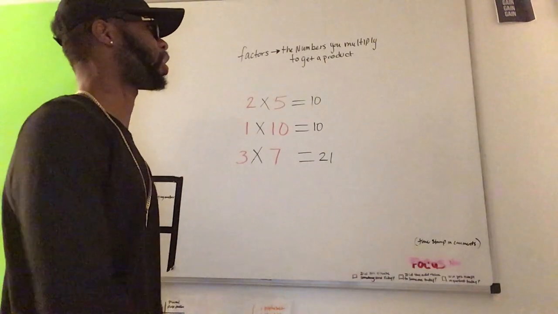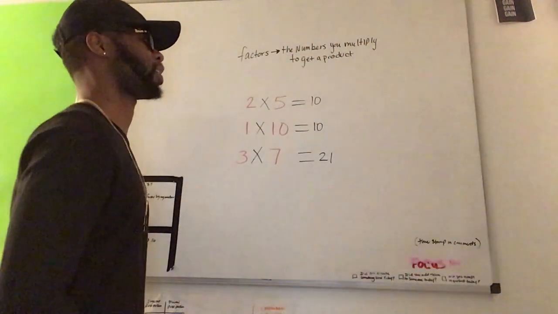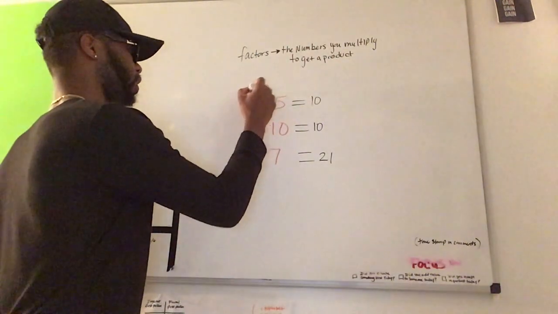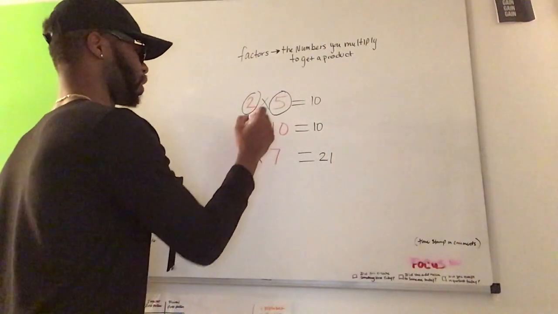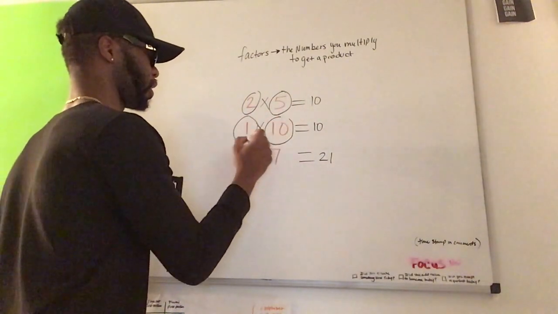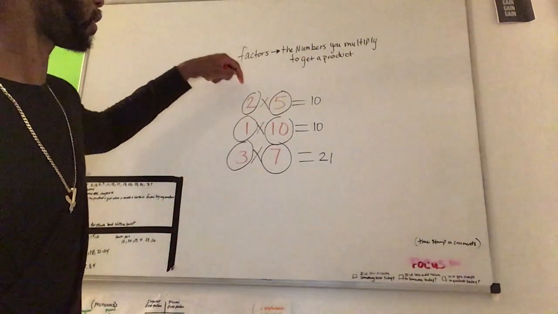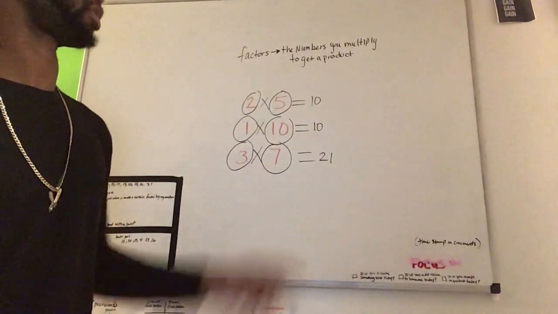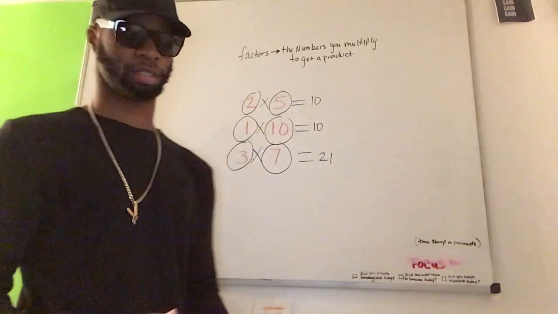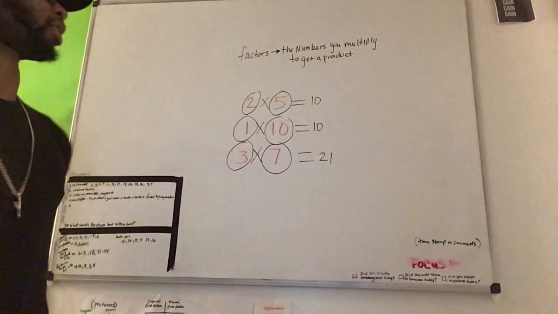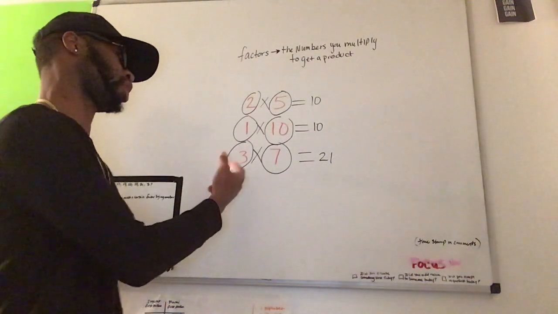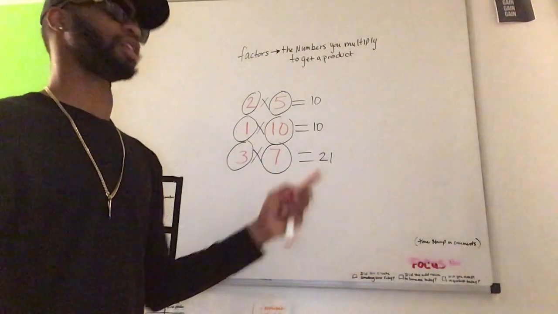The factors are the numbers that you multiply together to get the product. These two numbers are the factors. The answer is the product.